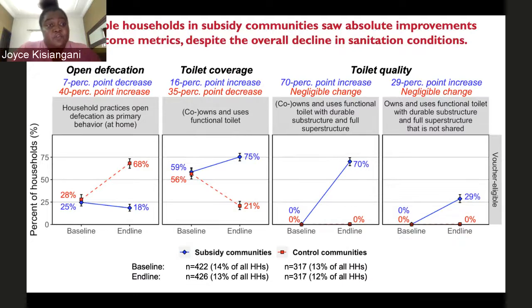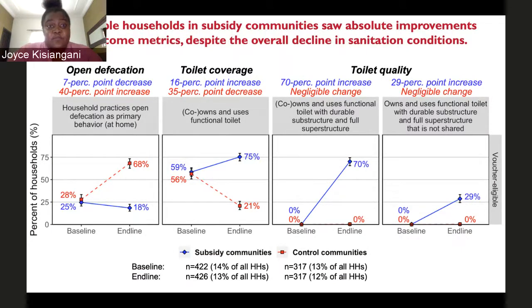So again, if you look at the first graph on your left on open defecation, you can see that open defecation among voucher-eligible households within the treatment group reduced from 25% at baseline to 18% at end line. But when you look at open defecation among voucher-eligible households in the control group, it went in a completely opposite direction, whereby open defecation is increasing from 28% at baseline to 68% at end line.